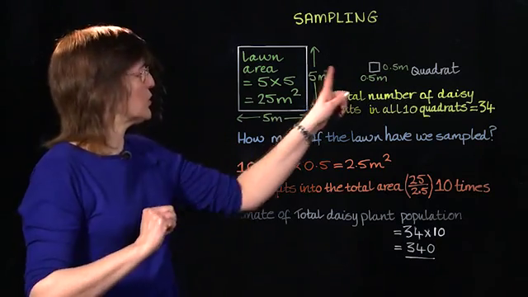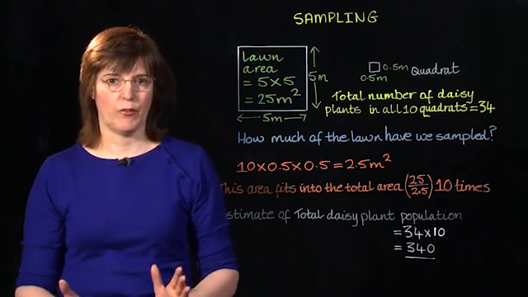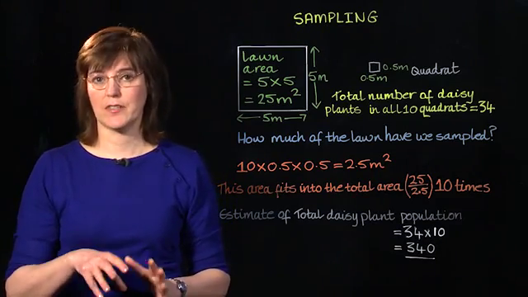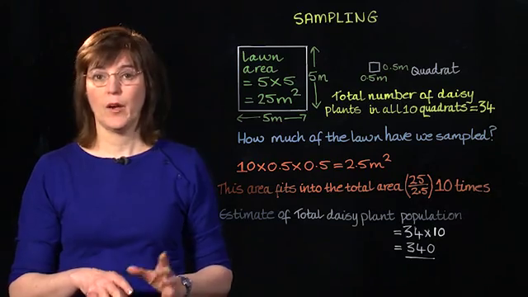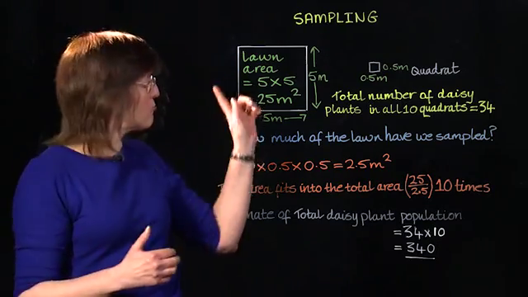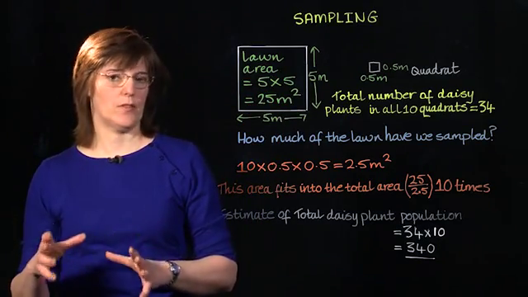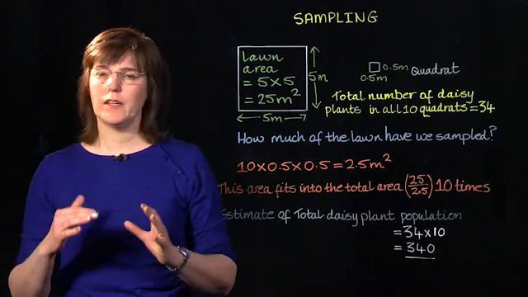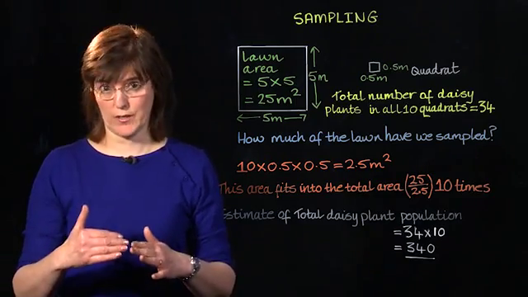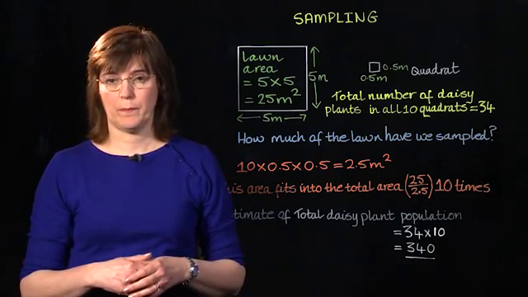What we're going to do is use a quadrat. A quadrat is a square frame that's placed on the ground and you can count the daisy plants inside it. We've got some results here where we placed 10 quadrats randomly across the lawn and counted the number of daisy plants in the quadrats. In total, in all 10 quadrats, we counted 34 daisy plants.